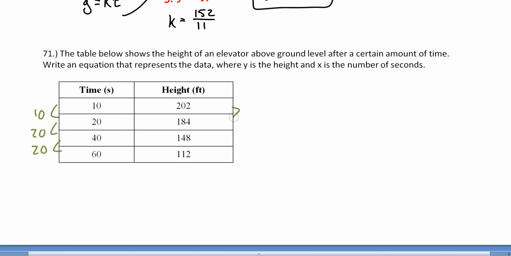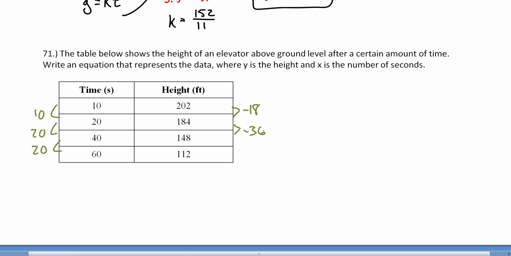Over here, I have to look at these values and see how much this is changing. It went down the first time, by 18, so I'm going to write a negative 18. Then it went down to 148, which is a negative 36. And from the 148 it went down to the 112, which I believe is also negative 36.